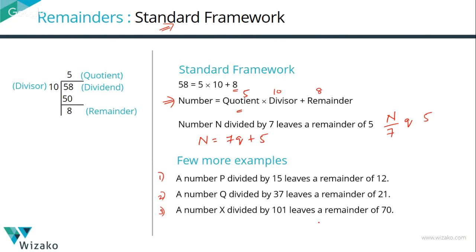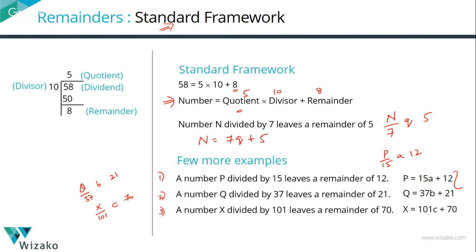Did you finish this? Here are the answers. The first one, if you want, we'll do it in this form. P divided by 15, 12 is the remainder. Let's say A is the quotient. So P is equal to 15A plus 12. The second one, Q divided by 37. Let's say B is the quotient and 21 is the remainder. So Q is equal to 37B plus 21. And lastly, X divided by 101. Let's say C is the quotient. 70 is the remainder. So X is equal to 101C plus 70.